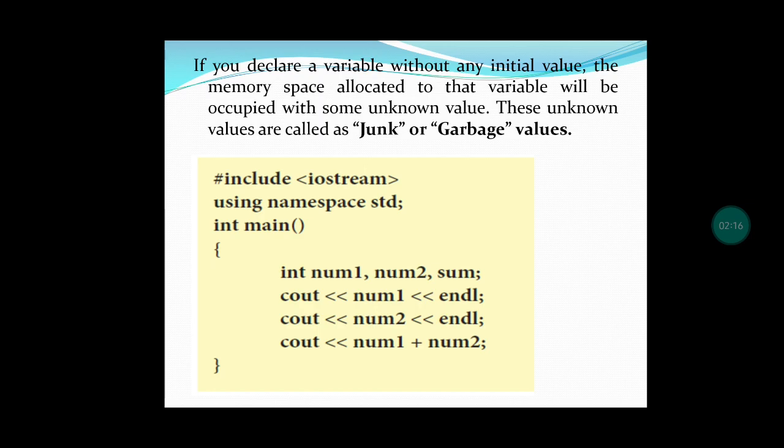And one more thing is there, garbage values. If you are not assigning any values to the variable, it will display some unknown values, which are called garbage values. Look at this example. Num1, num2, sum have been declared. These variables have not been given values. Directly we are printing cout num1, cout num2, cout num1 plus num2. Num1 and num2 values have not been given in this program, so they will print some unknown values. Those values are called junk or garbage values.